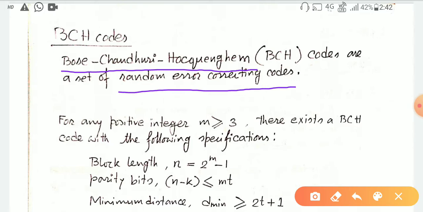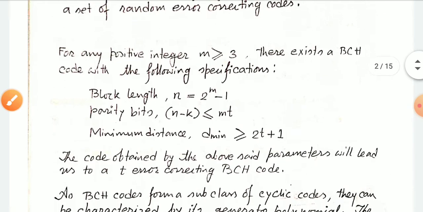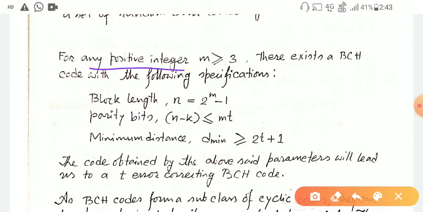And there is some specific specification present, which you should remember. For any positive integer m, if it is greater than or equal to 3, there exists a BCH code with the following properties. Block length n should be equal to 2 to the power of m minus 1.